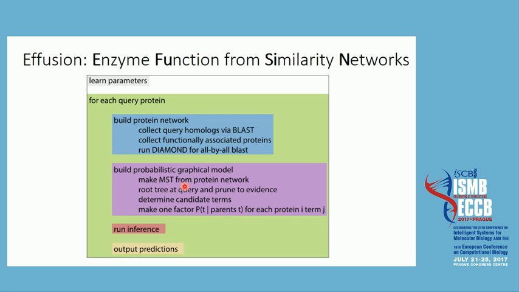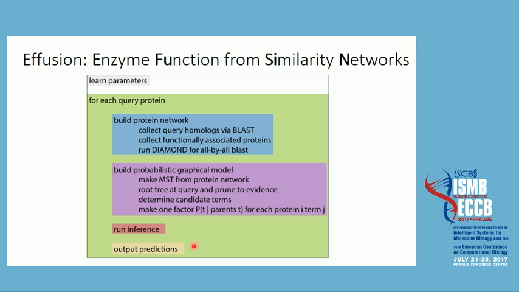To summarize it in this kind of flow chart, the general idea is to learn the parameters, and then for each query protein, build a network. We do that by collecting the query homologs by BLAST, collecting functionally associated proteins in STRING, and then running Diamond for an all-by-all BLAST. Building the probabilistic graphical model means getting that directed model that I just talked about, determining the candidate functions, then making one factor, the probability of T given the parents of T, for each protein I and term J. Run inference. There's a number of ways to run inference on a probabilistic graphical model. And finally, output the results.